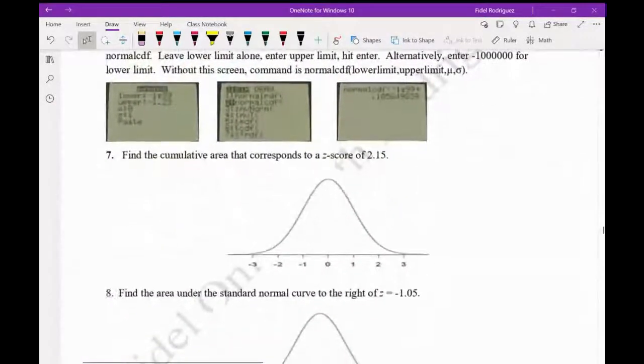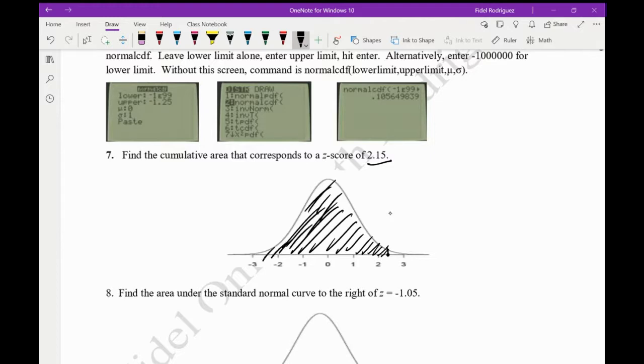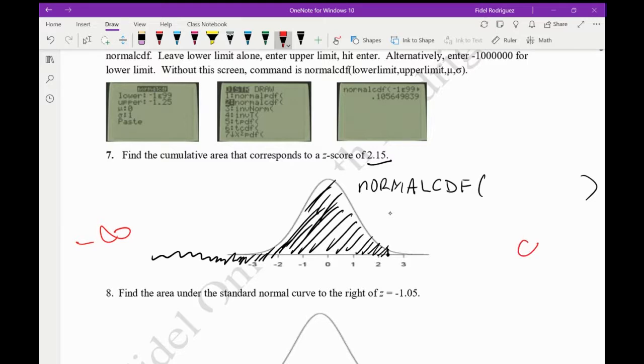And let's see. Number 7 says, let's find the cumulative area that corresponds to a z-score of 2.15. Here's 2.15. Remember, it's going to be pretty far to the right, and I'm looking for the area all the way to the left of this, right? I want you to think about this again for a second. When I use my calculator, I'm going to go normal CDF. And the way I figure out my lower and upper numbers is, remember, on my number line, all the way to the left I have a negative infinity, and all the way to the right, I have a positive infinity.